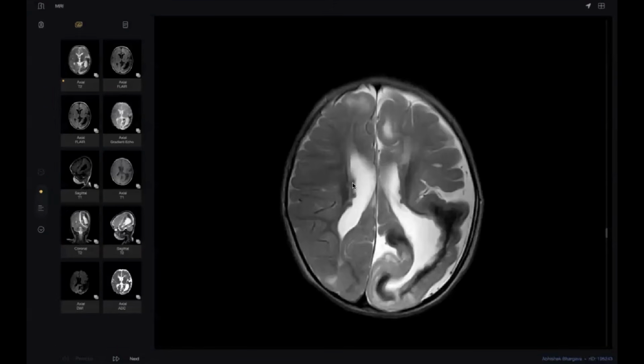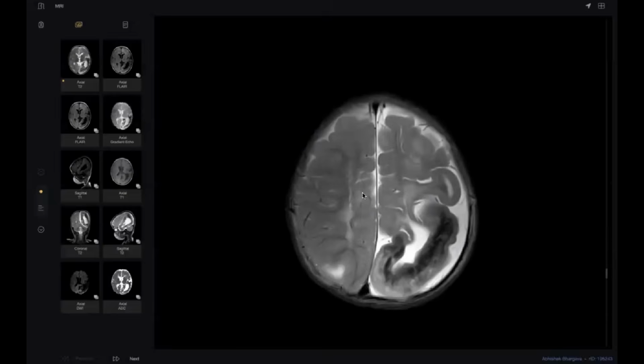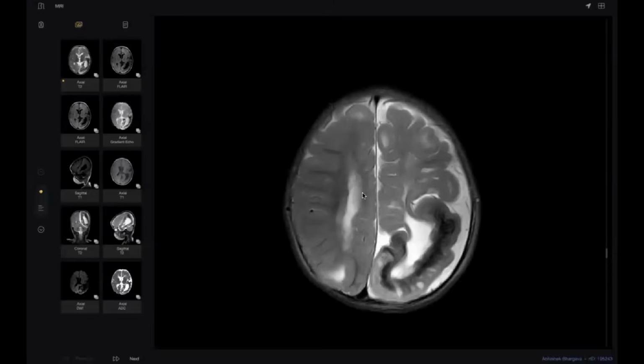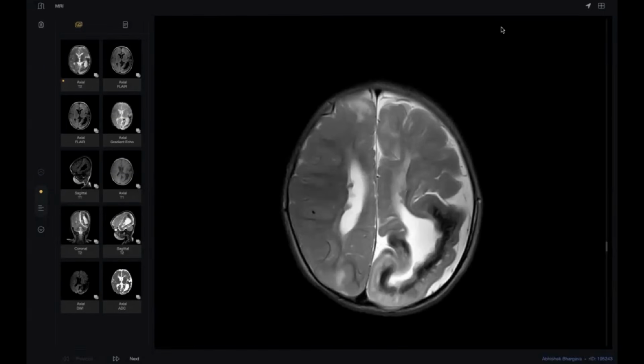The only differential for subependymal nodules is heterotopia, but the whole picture of this patient is not the picture of heterotopia.